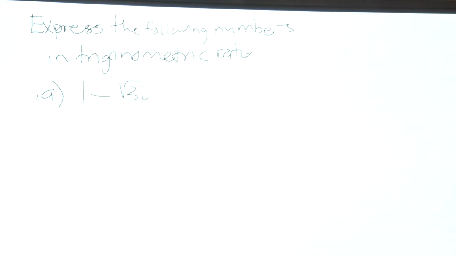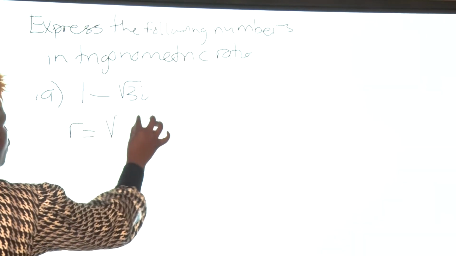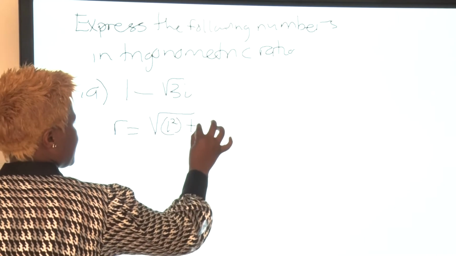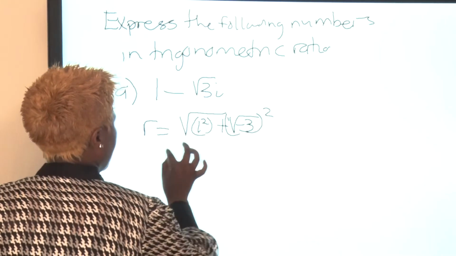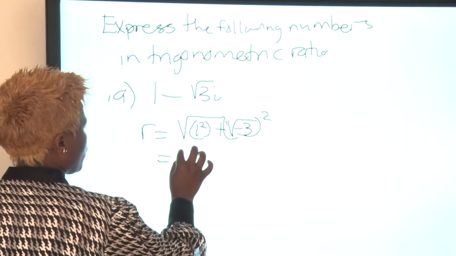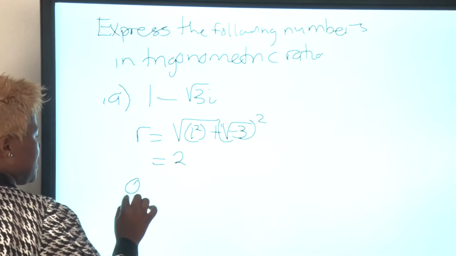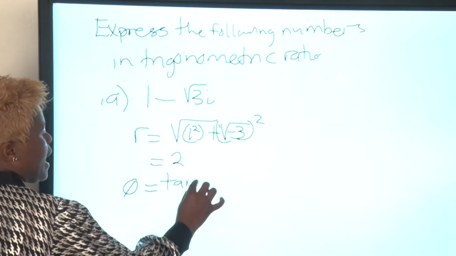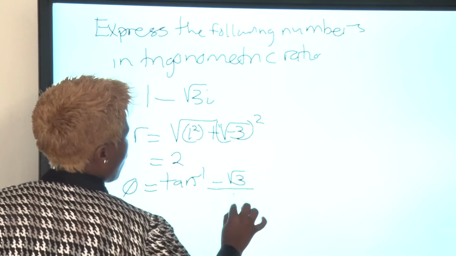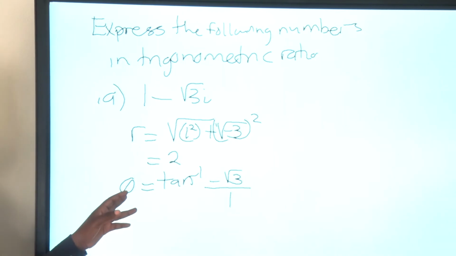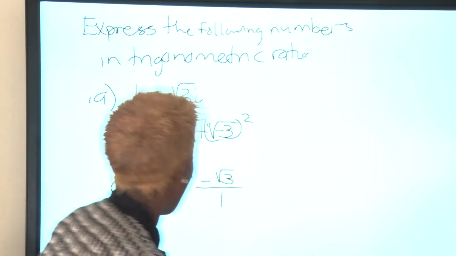The first step that we do is to find the modulus, which is r. r is equal to the square root of 1 squared plus minus square root of 3 squared. And when we calculate this, we get r is 2. Then we move on to calculate theta, which is given by arctan of minus square root of 3 over 1. What do we do? You use your calculator.